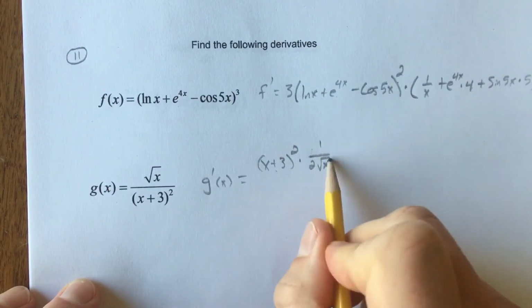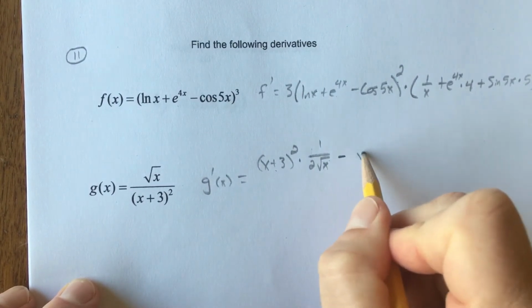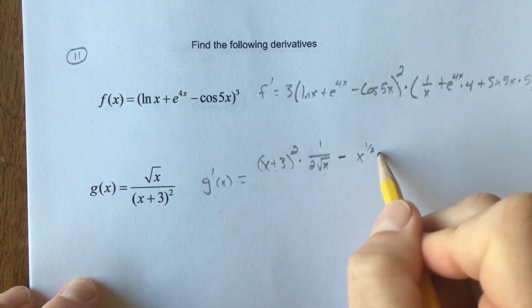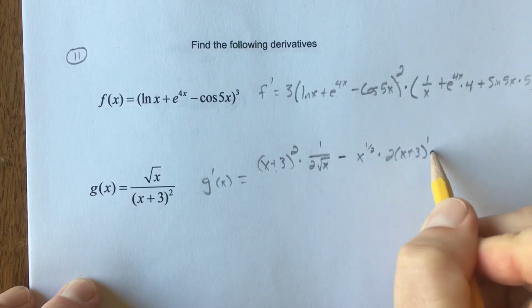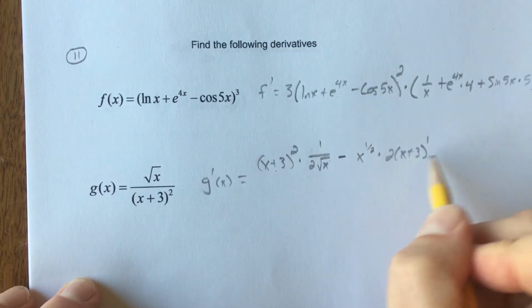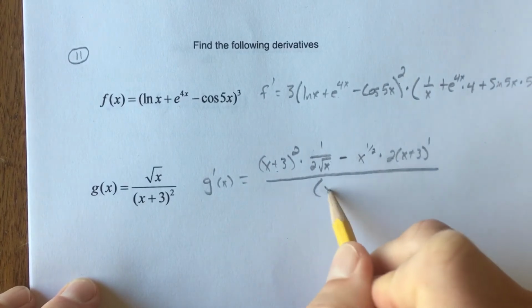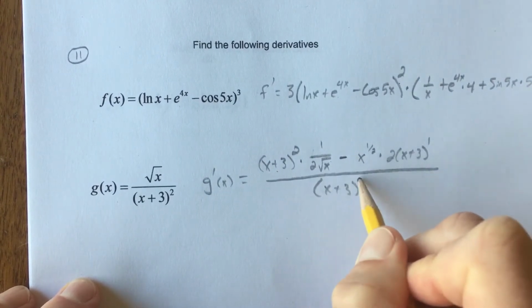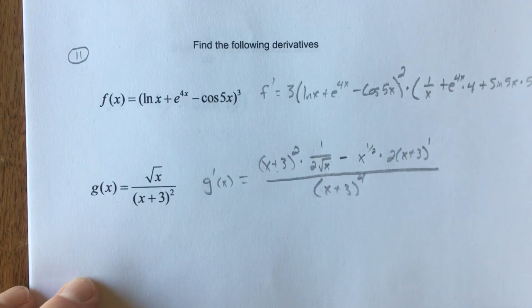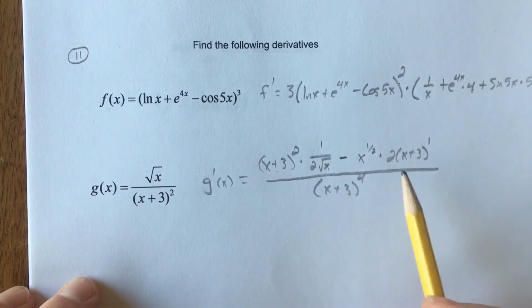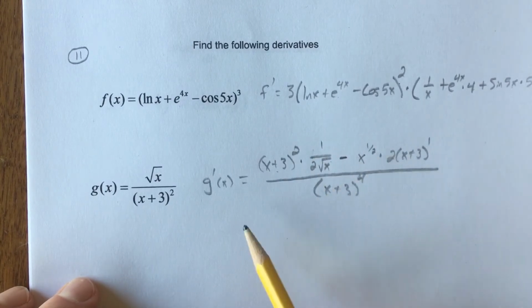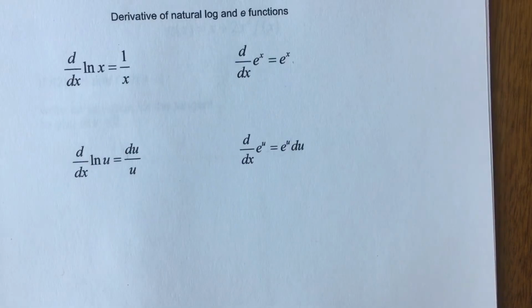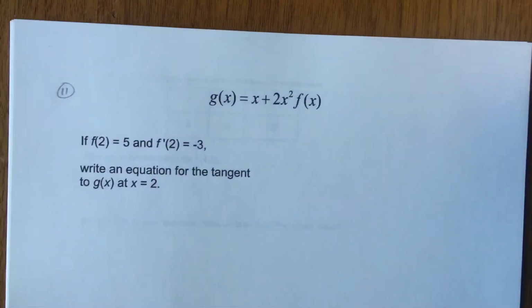So bottom times derivative of the top minus top, I'm going to write it as x to the 1/2, times derivative of the bottom, which is 2 times x plus 3 to the first, times the derivative of the inside, which would be just 1, over the bottom squared. x plus 3 squared would be x plus 3 to the 4th. Okay, and that's fine. You don't have to simplify this, even though you could maybe pull an x plus 3 out and knock it down. They're not going to ask you to do any simplifying this year because they don't have a whole lot of time, and they really just want to see how well you do in calculus.